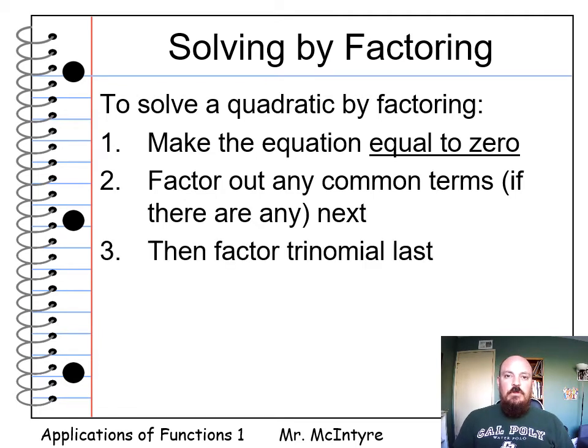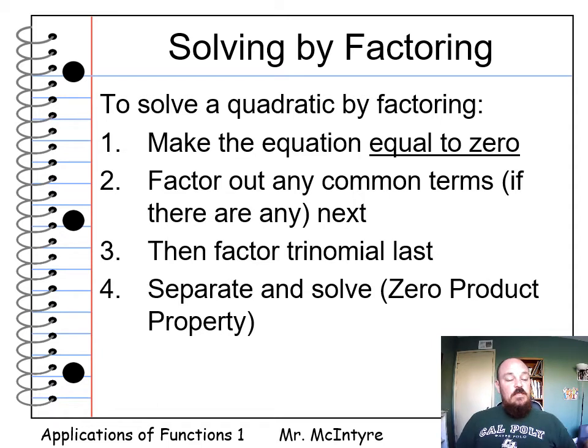Step 3 is called factoring a trinomial. That's what we normally think of when we factor. And that's what actually makes you able to use the zero product property. It turns it into x plus this times x minus that. And then you use the zero product property to solve it. You separate it into two easy equations and you solve. So let's try one out.